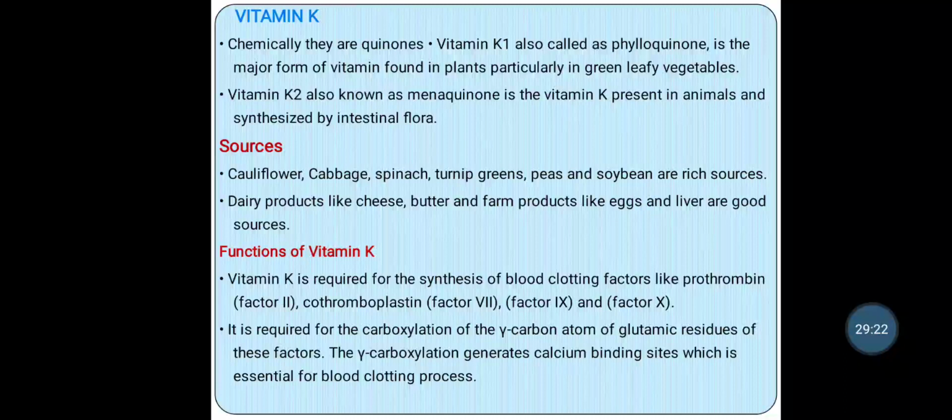So chemically vitamin K is a quinone. Vitamin K again has two forms, that is vitamin K1 and vitamin K2. Vitamin K1 is known as a phylloquinone, which is the major form of the vitamin found in plants, particularly in the green leafy vegetables. The next form is vitamin K2, which is known as a menaquinone, which is present in animals and synthesized by the intestinal flora.